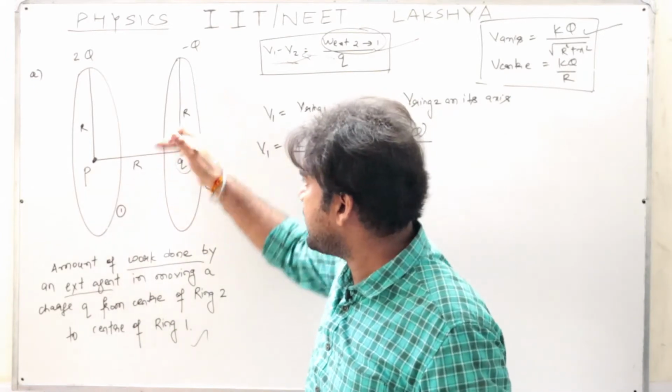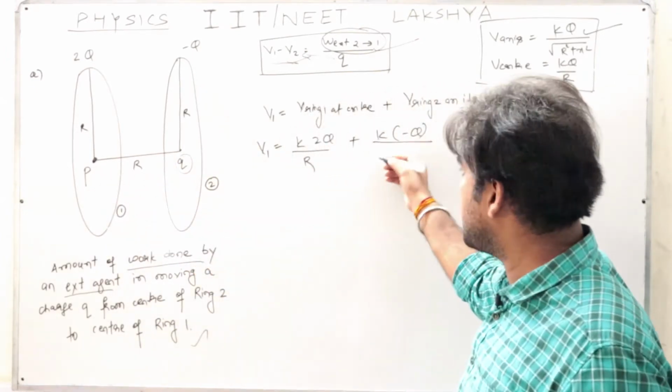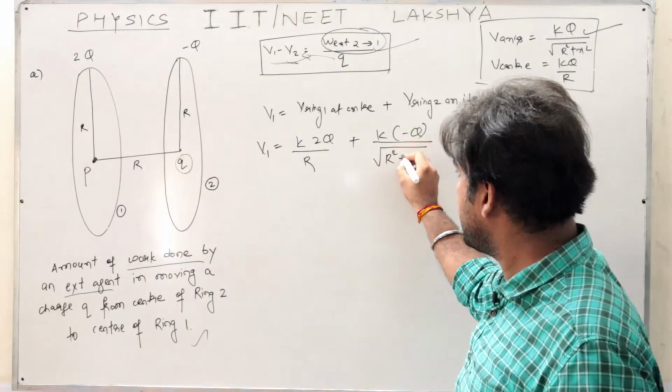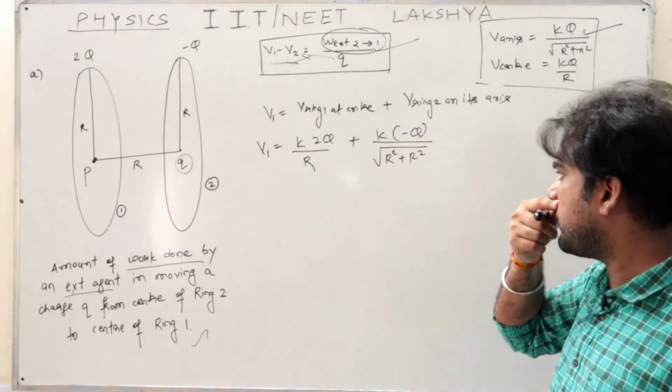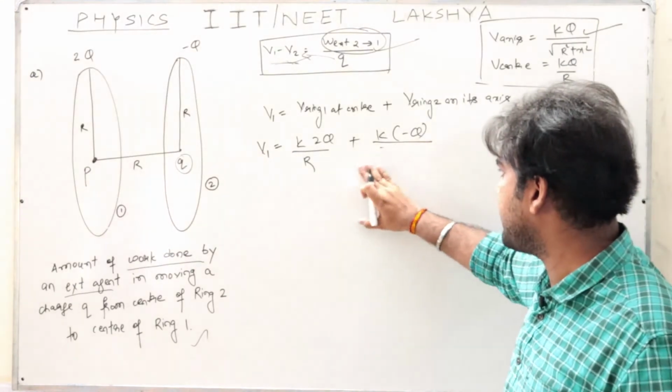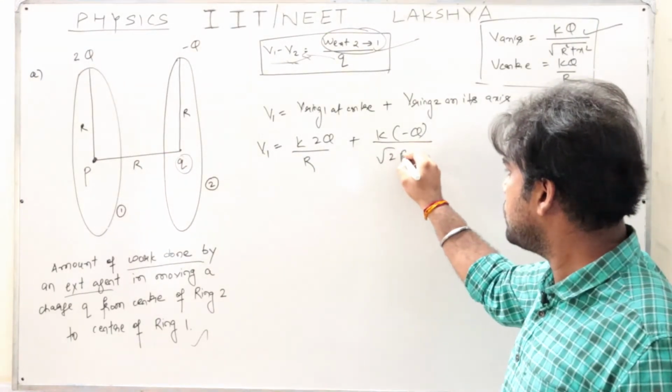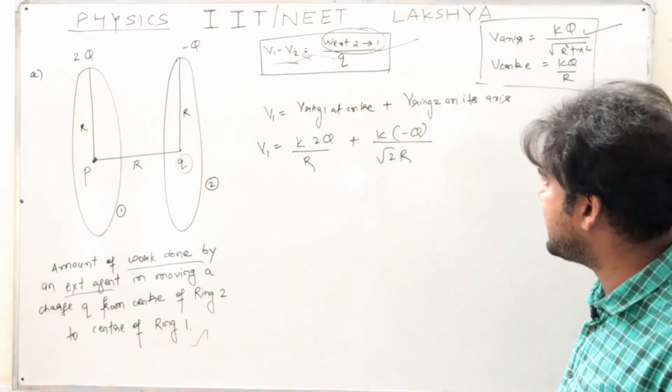So r square plus r square. So that becomes how much? Under root r square plus r square. So that becomes 2r square. And under root 2r square becomes what? Root 2r. So directly I am writing root 2r. I hope it is clear to everyone.